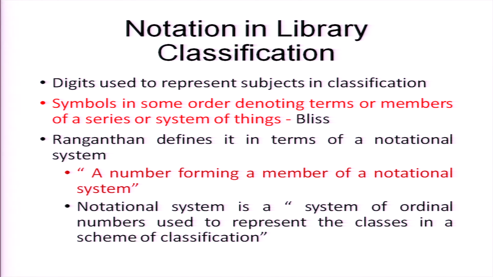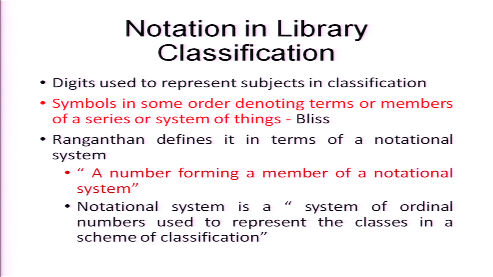Now what is this notation? It has been defined in different ways by different people. What they say: digits that are used to represent subjects in classification are called notation. Defined differently, it says symbols in some order denoting terms or members of a series or system of things, by Bliss. Ranganathan, who has explained each and every concept and also given these concepts, defines the notational system. I quote, a number forming a member of a notational system. He is referring to this number as notation.